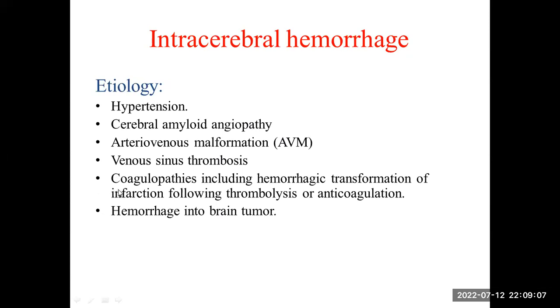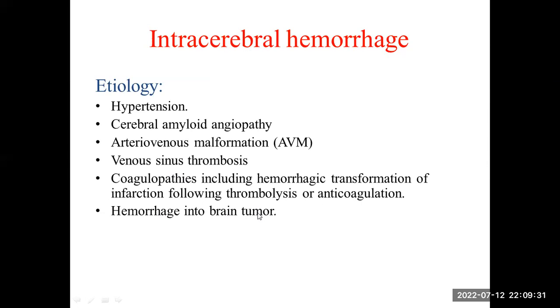And then also, as we know, coagulopathies, different types of coagulopathies, whether inherited or acquired, can lead to intracerebral hemorrhage. And this even includes hemorrhagic transformation of the infarction. When you have hemorrhagic transformation of infarction following thrombolysis or anticoagulation, this is considered as a form of intracerebral hemorrhage. And finally, we have hemorrhage into the brain tumor.